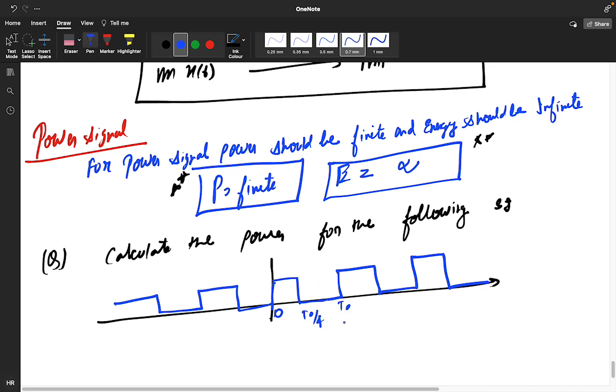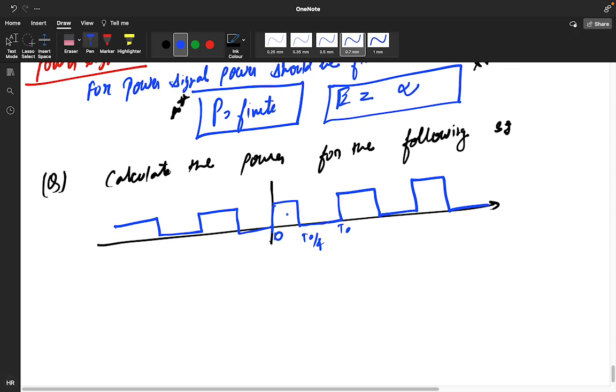And this is the t naught value, it's given. It's some signal, it's given. This is t naught by 4. Here, where is t naught by 2? So you have to think that my overall time period is 0 to t naught only. This is your x of t.